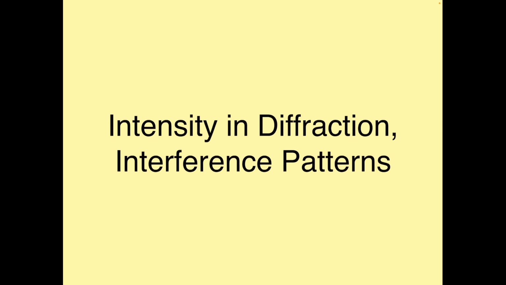So what we want to do now is take this a step further. We want to say something about the intensity of the light in those patterns. So how bright is the light at different locations in a diffraction and an interference pattern? That's what we want to be able to calculate in this section here. So in order to develop the equations that we're going to be using, we're going to use phasor diagrams. Okay, so phasor diagrams will be an important part of what comes next.